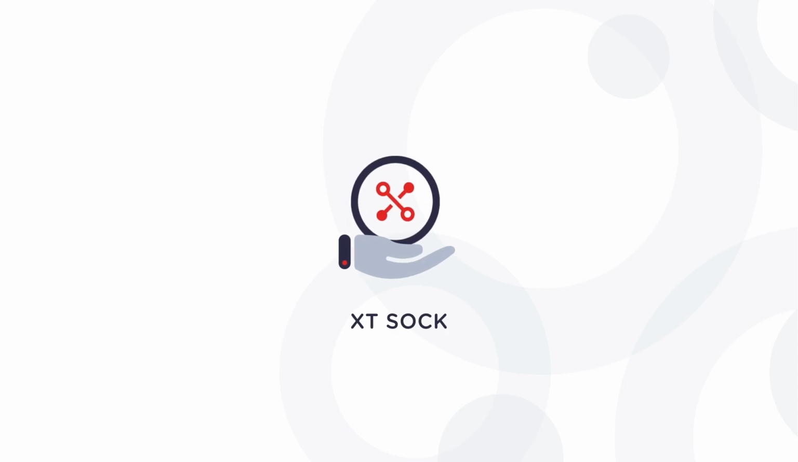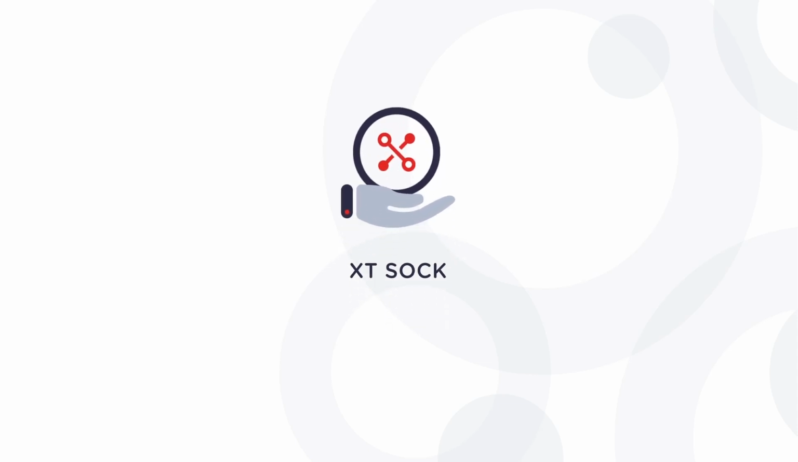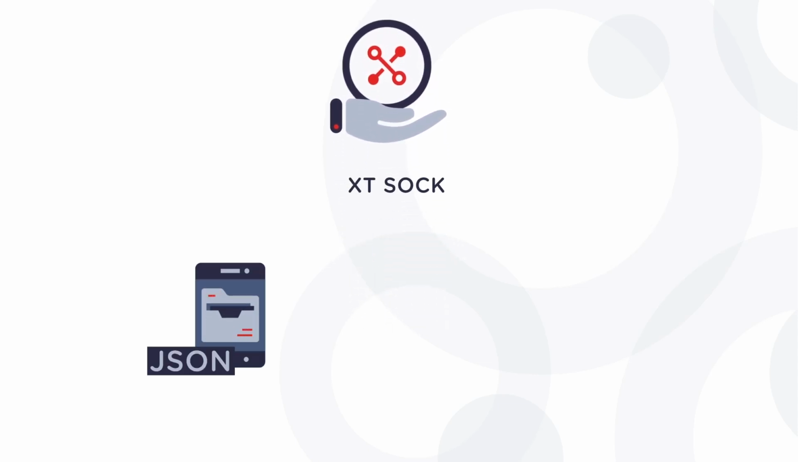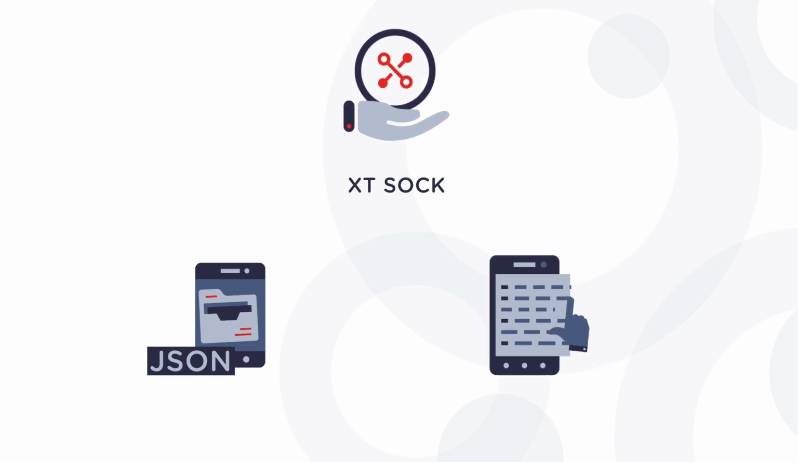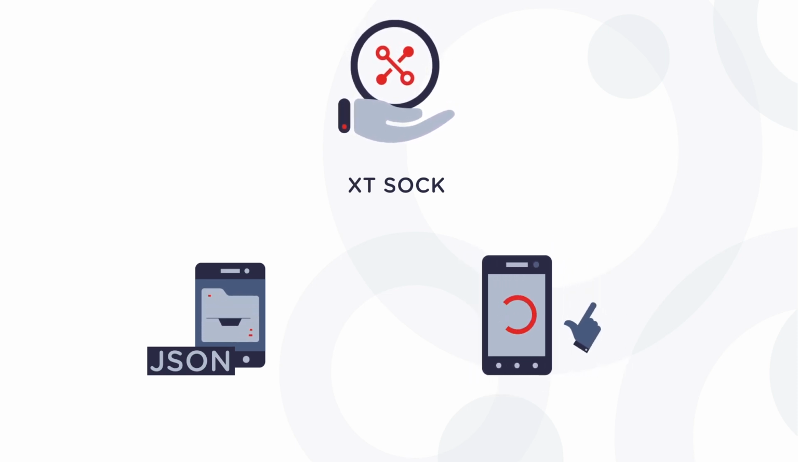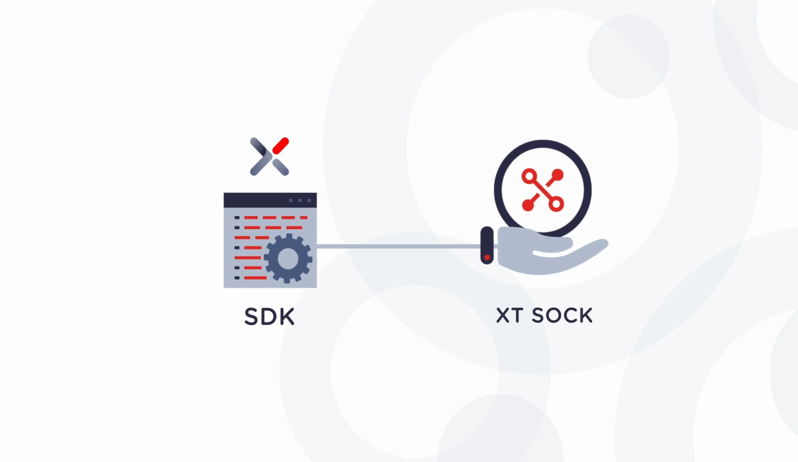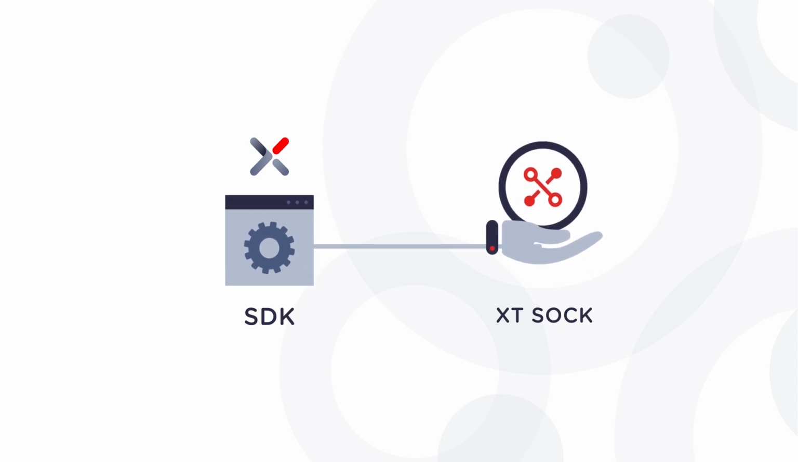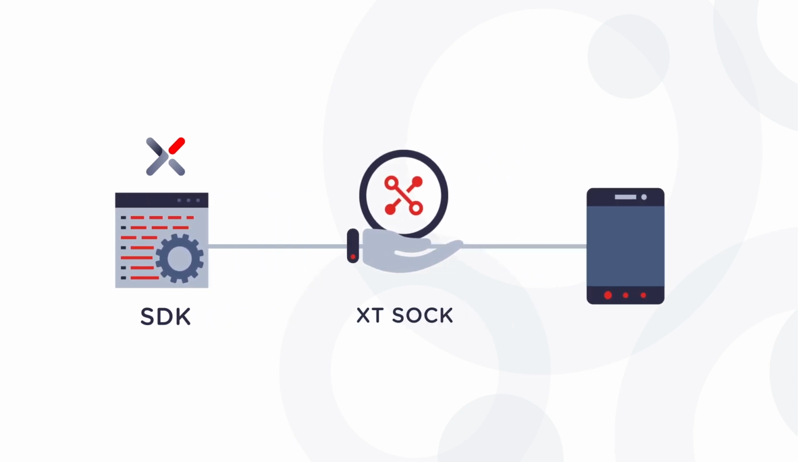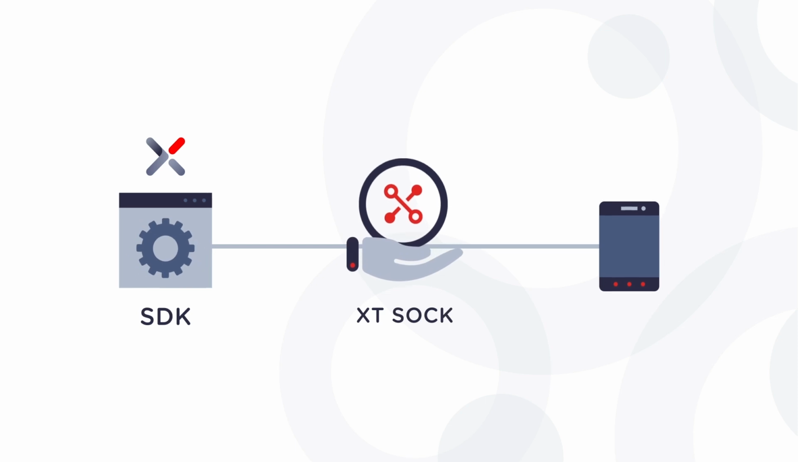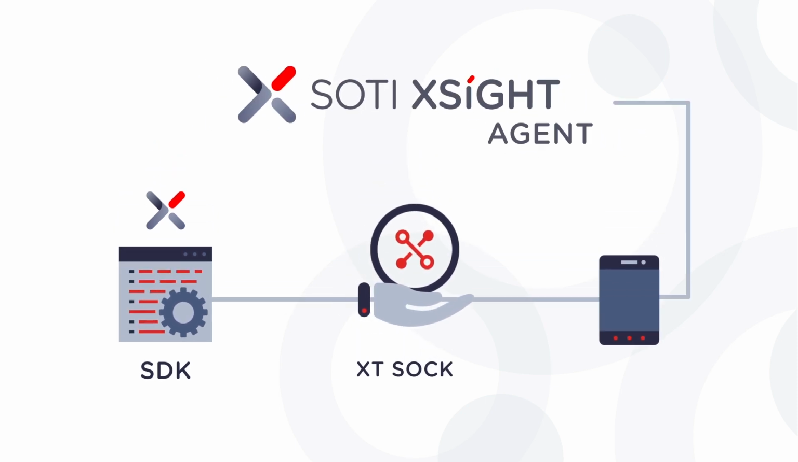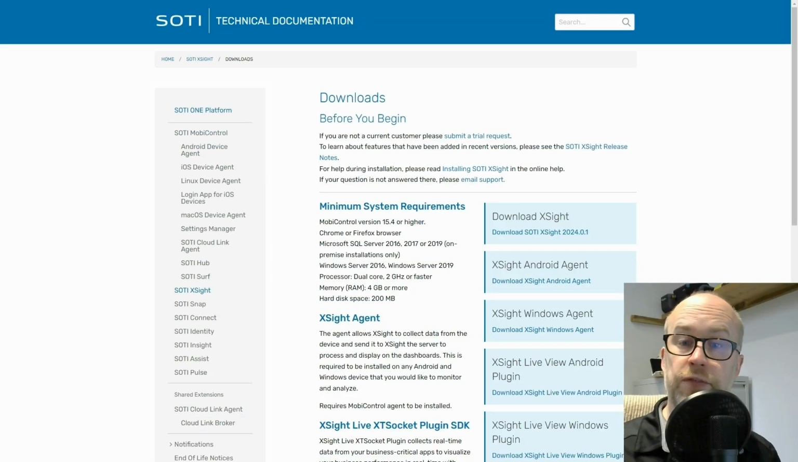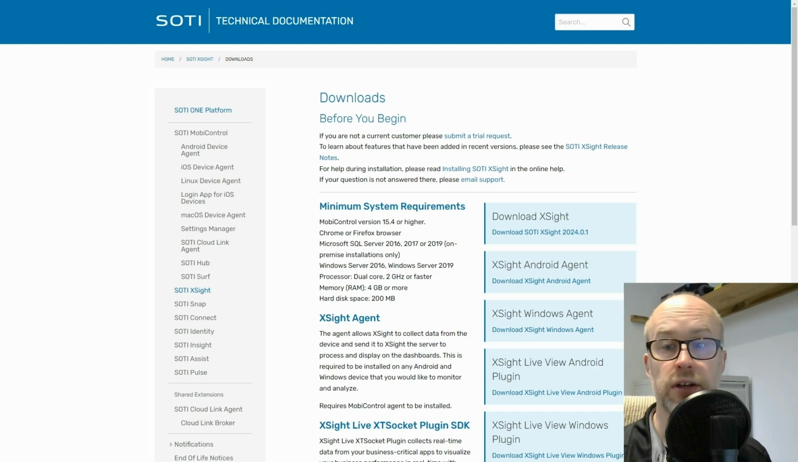The second custom topic option uses an XT socket connection. This is a similar idea to the JSON file option we saw previously. However, instead of a third-party component writing data to a file on the device, a developer can incorporate SOTI XSight's SDK, or software development kit, directly into their app to provide an XT socket connection to the SOTI XSight agent. Now, you can download the software development kit for incorporation into your business critical apps from the SOTI XSight downloads page or from SOTI Pulse.